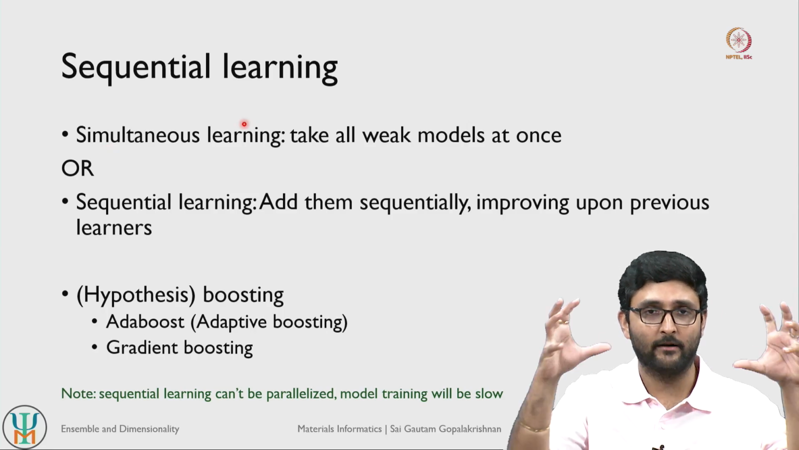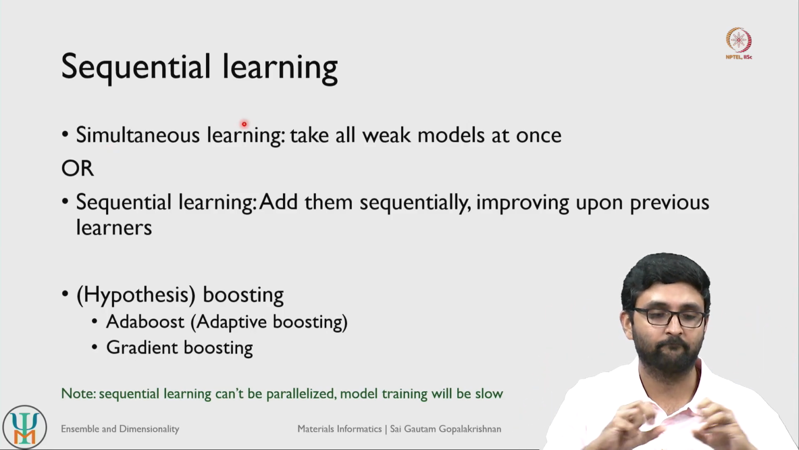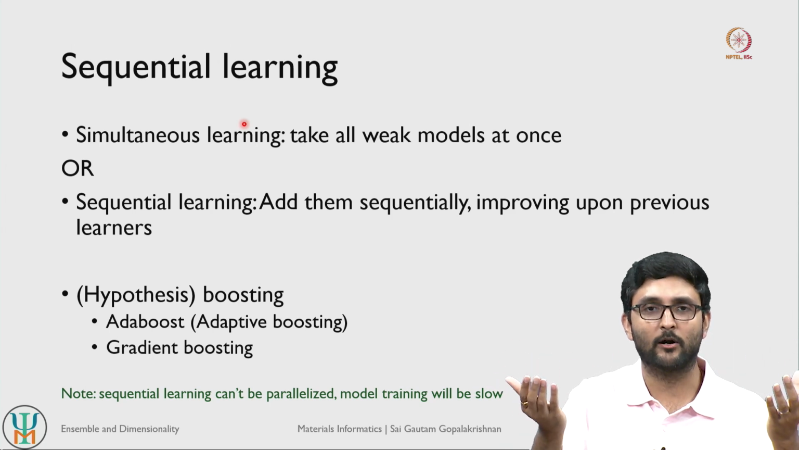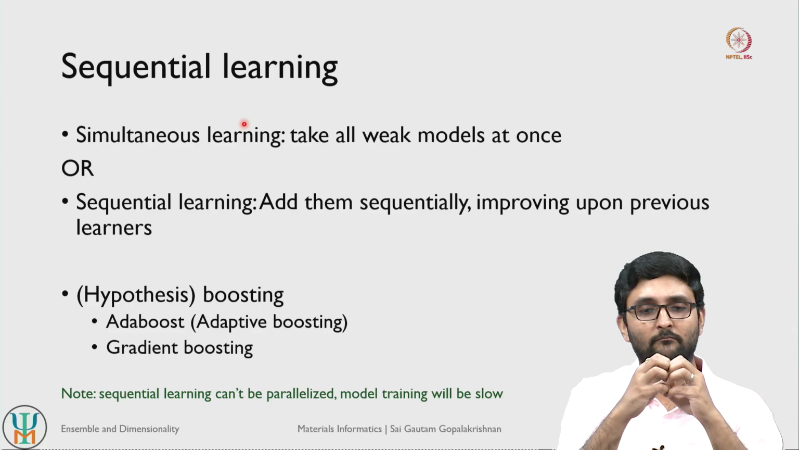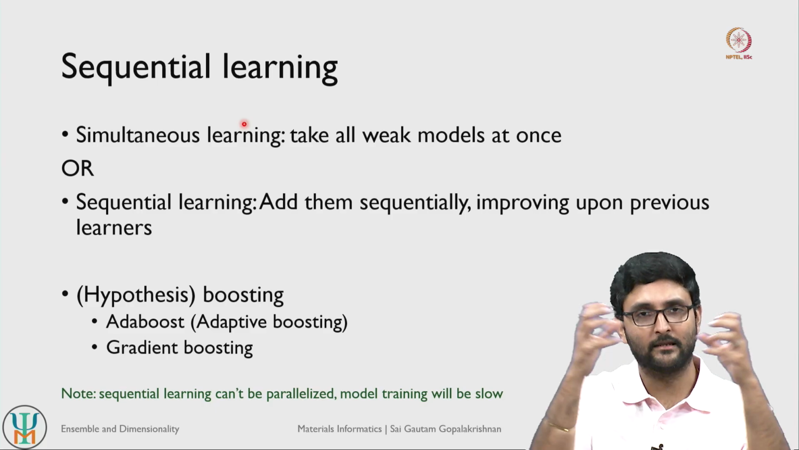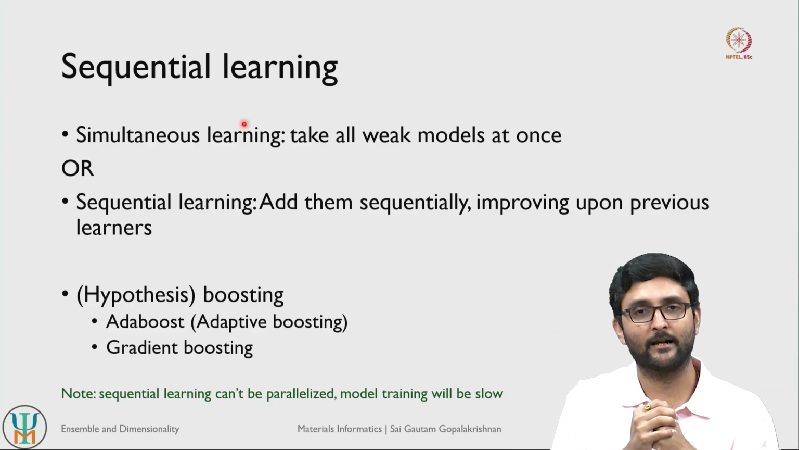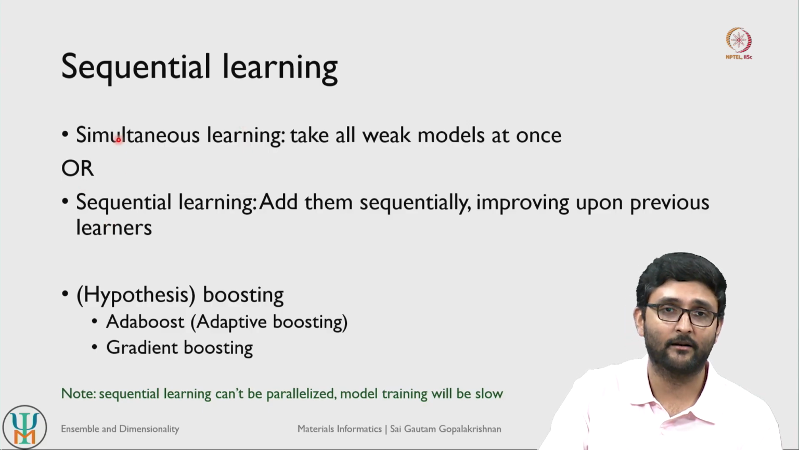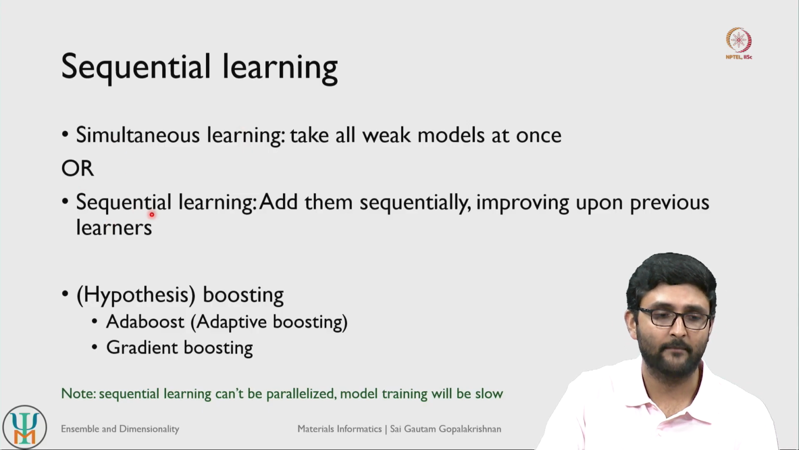For a given data set, you split the data set into multiple subsets, you train all the weak models at once, and then you aggregate all the models at once, and then we make aggregated predictions. The other way to learn instead of simultaneous learning is what is referred to as sequential learning.